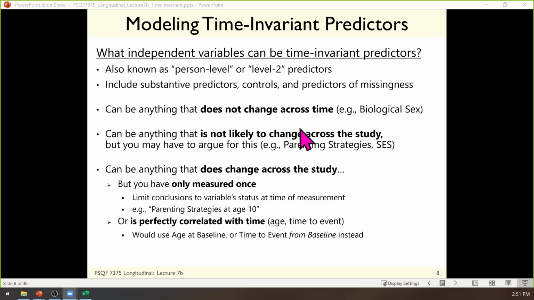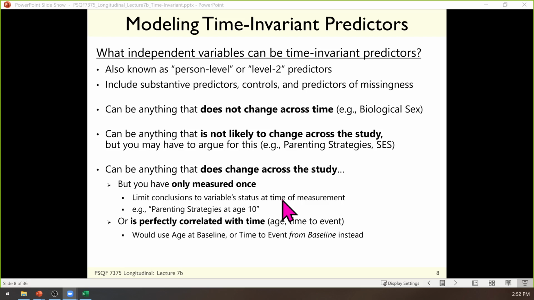Oftentimes people try to save time in longitudinal studies by collecting a bunch of stuff at baseline and then never asking those questions again. They are making an assumption that those variables didn't change over time. That may or may not be the case. So if it's a construct that may have changed over time, but you didn't measure it over time, then you would want to narrow your inference accordingly.